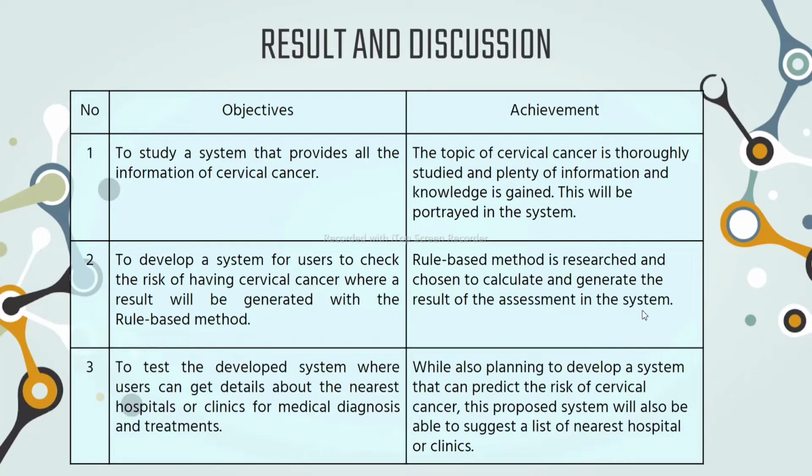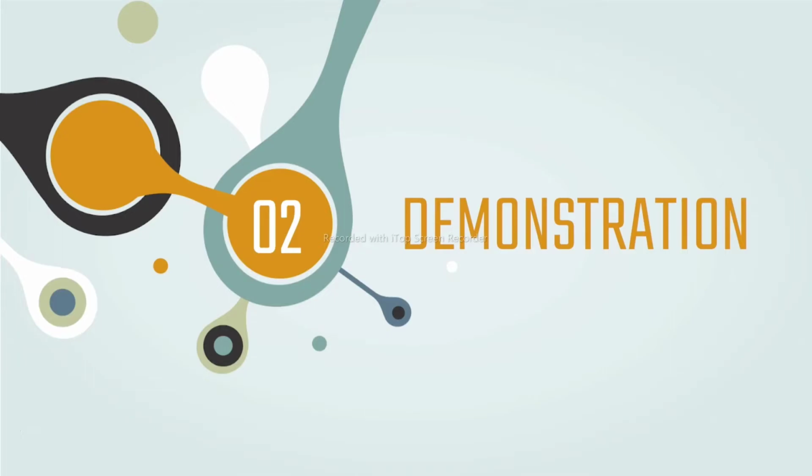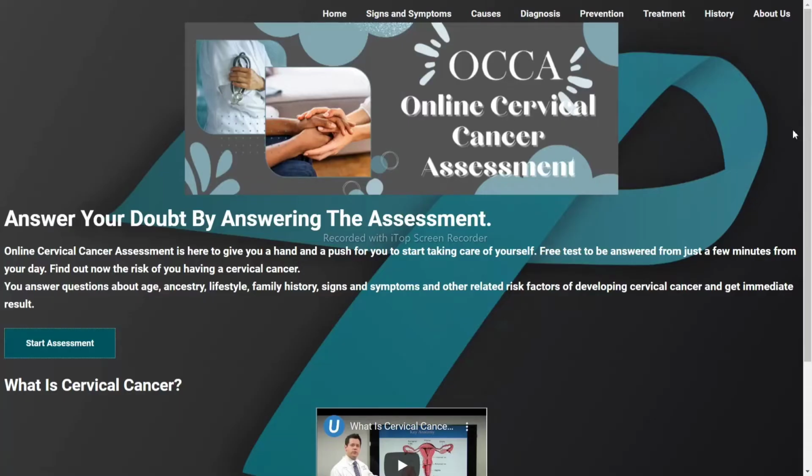And the last achievement is that while also planning to develop a system that can predict the risk of cervical cancer, this proposed system will also be able to suggest a list of nearest hospitals or clinics. Now it is the demonstration. This is the system of online cervical cancer assessment.